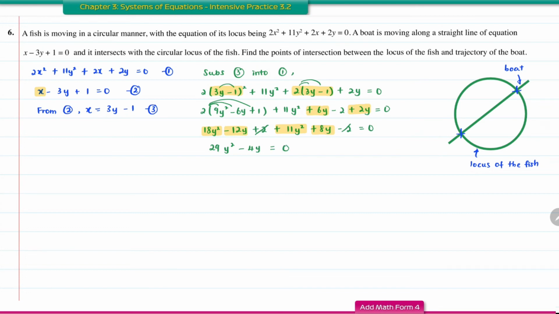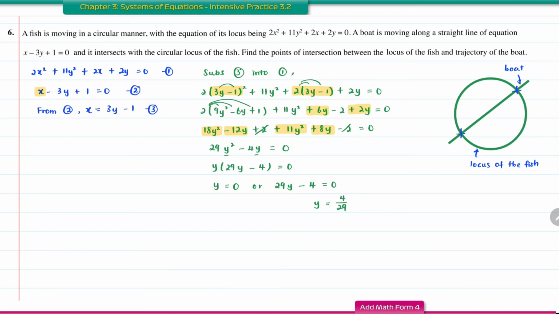So next we're going to solve this using the factorizations method. So we have a common factor here, which is the y. So I'm going to write it at the front and put in a bracket 29y minus 4 equal to 0. Alright, so the first answer is y equal to 0 or 29y minus 4 equal to 0. So we're going to continue for the second part here. Therefore, the y here is equal to 4 over 29.